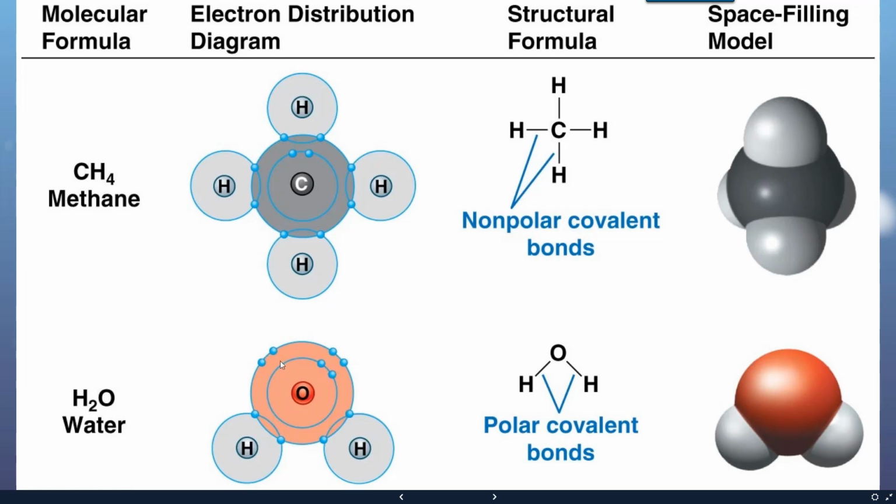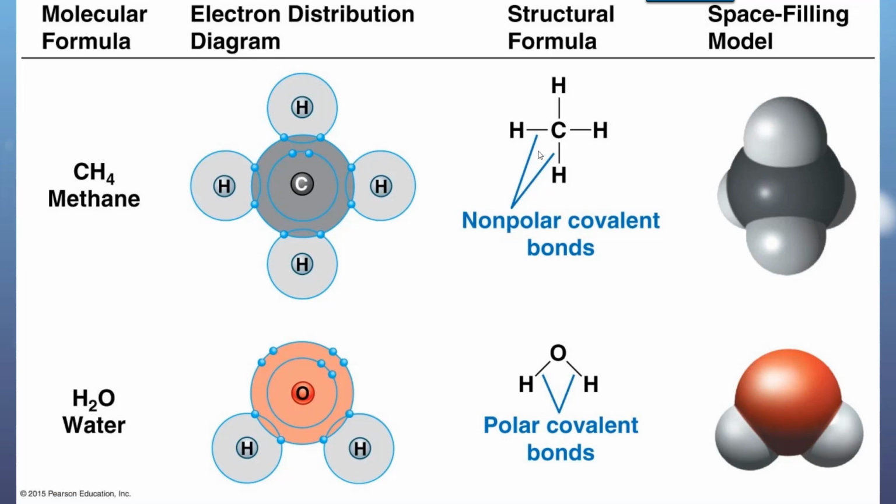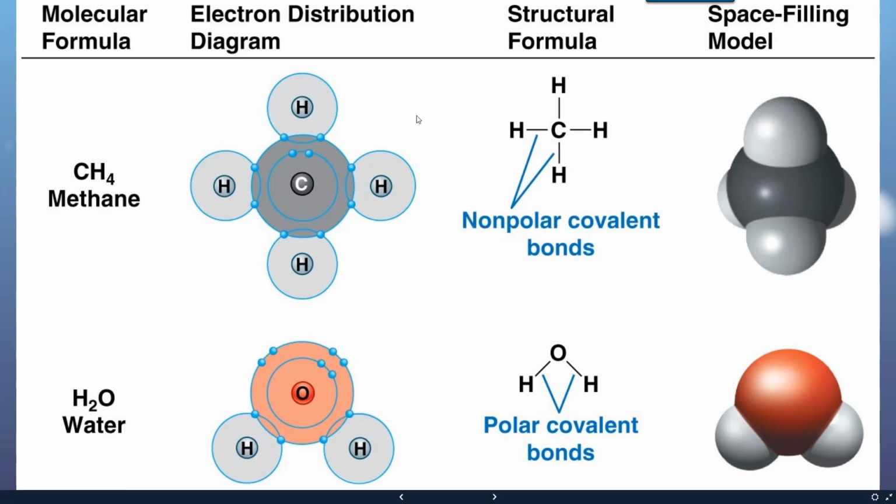As we can see with this molecule of water and this molecule of methane, that distribution of electrons is going to be represented in several different ways. Again, the structural formula as well as the molecular formula is something you might see most commonly in the literature and in your text.